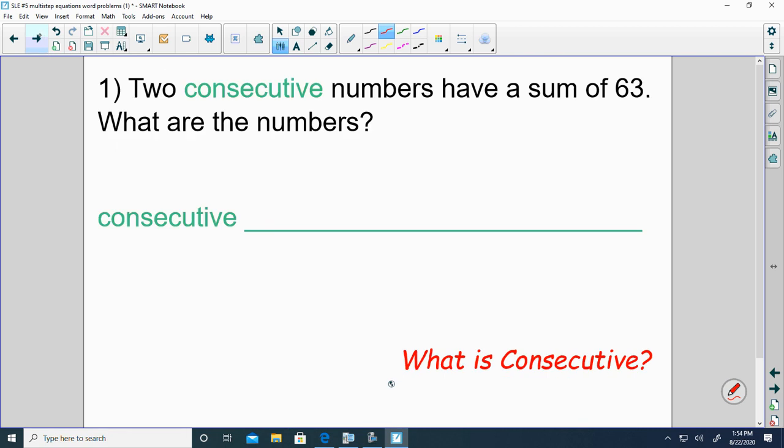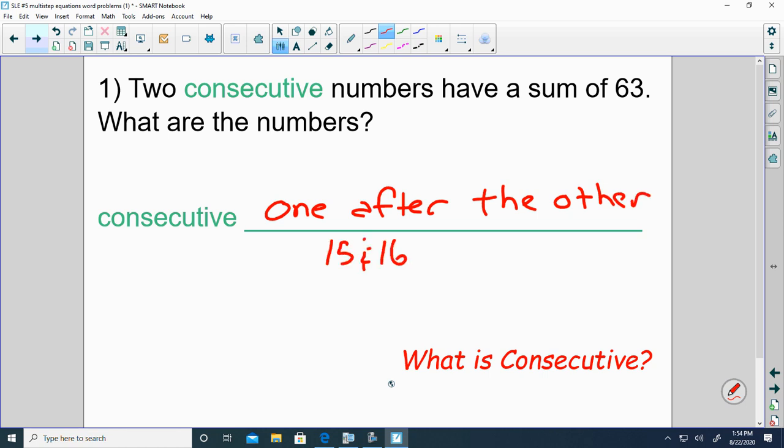Now this says 2 consecutive numbers have a sum of 63. Consecutive means one after the next. If you had 20, the next consecutive number would be 21. If you had 55, the next consecutive number would be 56. So one after the other. So if you were to write, say, 15 and 16, 15 and 16 are consecutive numbers. They're one after the other. But let's try and work this problem out.